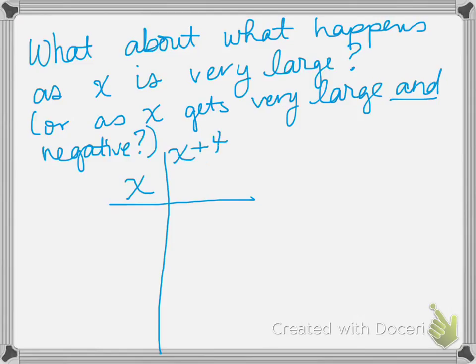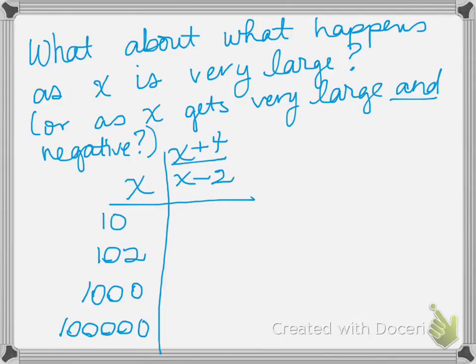Again, we're going to make a table of values, and this time we're going to put in x values that get very, very large. Maybe we'll start at 10 and then try 100. 10 squared might be a little more convenient, then 1,000, 100,000. We could put in 1 billion. But let's see what happens. When x is 10, we get 14 over 8, which is 1.75. When x is 10 squared, which is pretty far to the right relative to what we're seeing, we get 1.06.